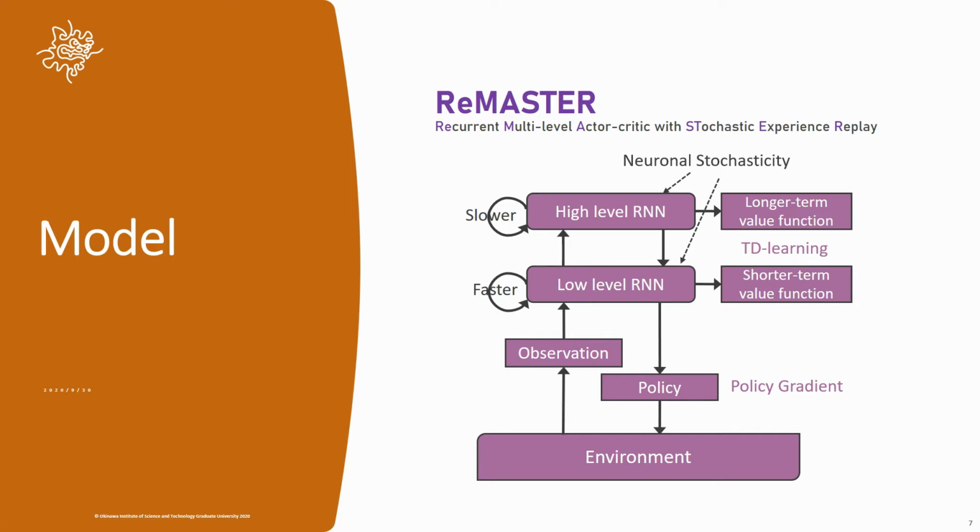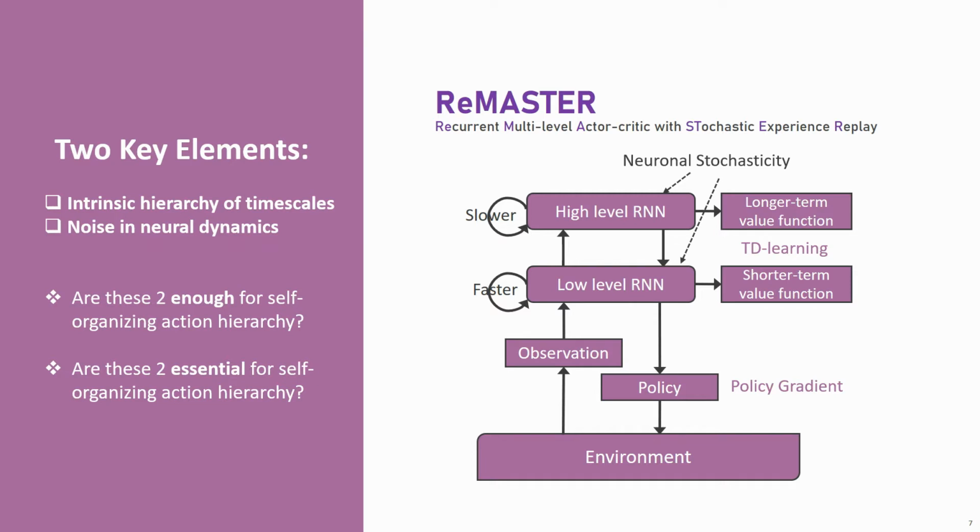Importantly, unlike many other hierarchical reinforcement learning methods, we do not design algorithms for learning the action hierarchy. But action hierarchy is expected to autonomously develop during reinforcement learning just to get more rewards. There are two key elements in this work. One is the intrinsic hierarchy of timescales in the network, and the other is noise in the neural dynamics.